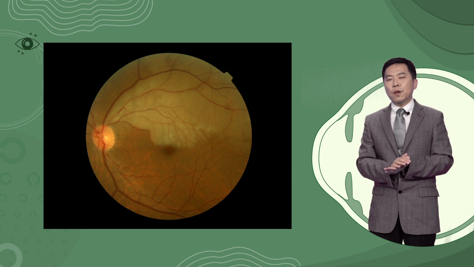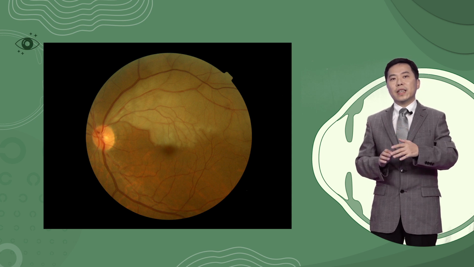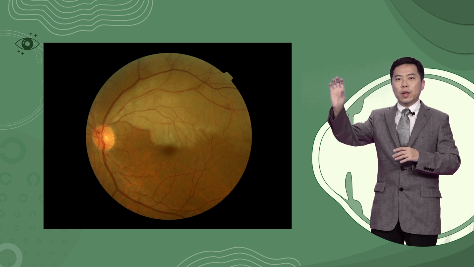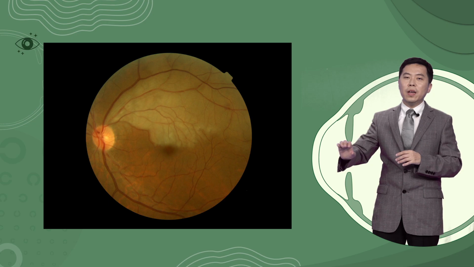This is a fundus photo of branch retinal artery occlusion. We can see that the superior part of the retina is affected and the inferior retina remains normal. The cause is an occlusion of the superior temporal artery.